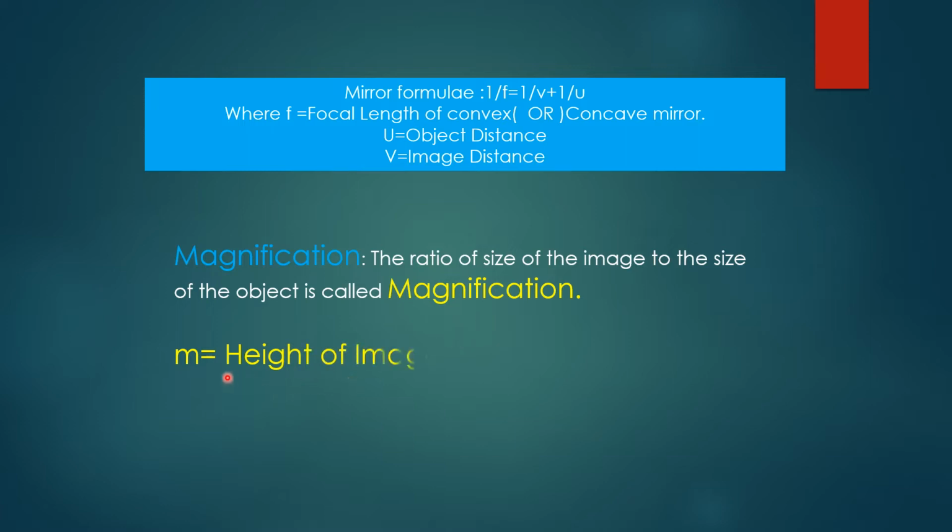Now magnification m is equal to height of image by height of object. It is a ratio, so there are no units. So hi by ho, where hi stands for the size or height of the image and ho stands for the size or height of the object. This is also equal to minus v by u, where v stands for image distance and u stands for object distance.